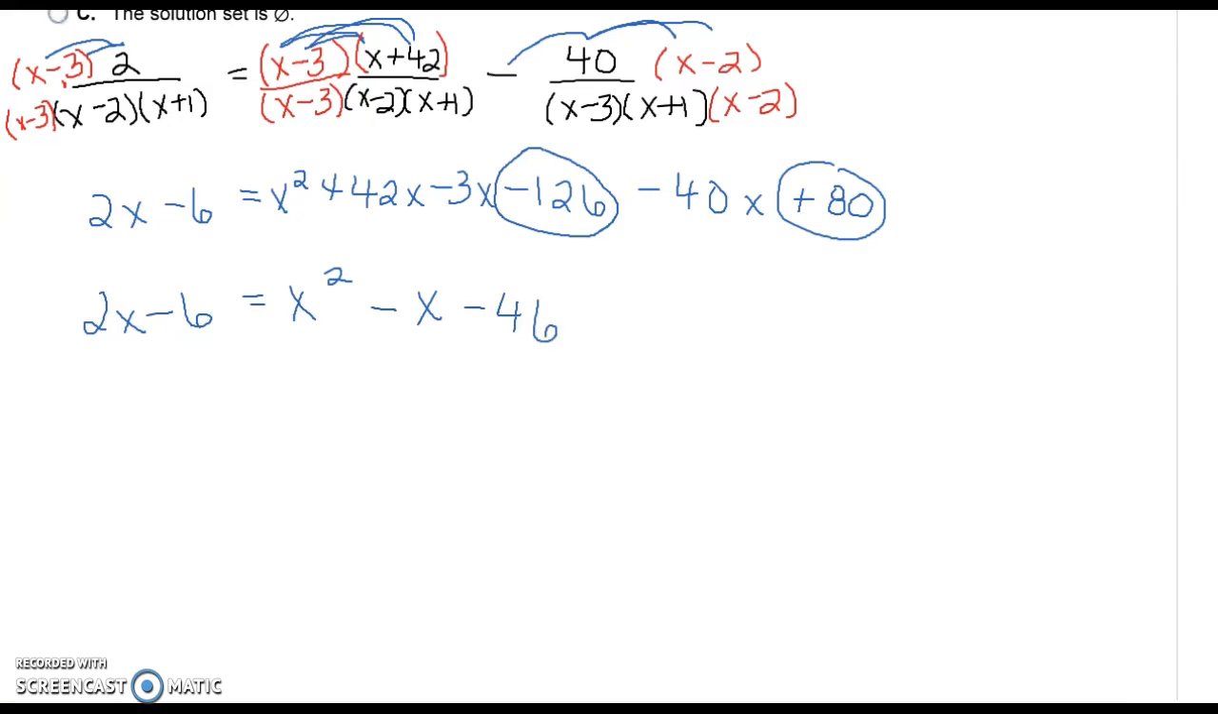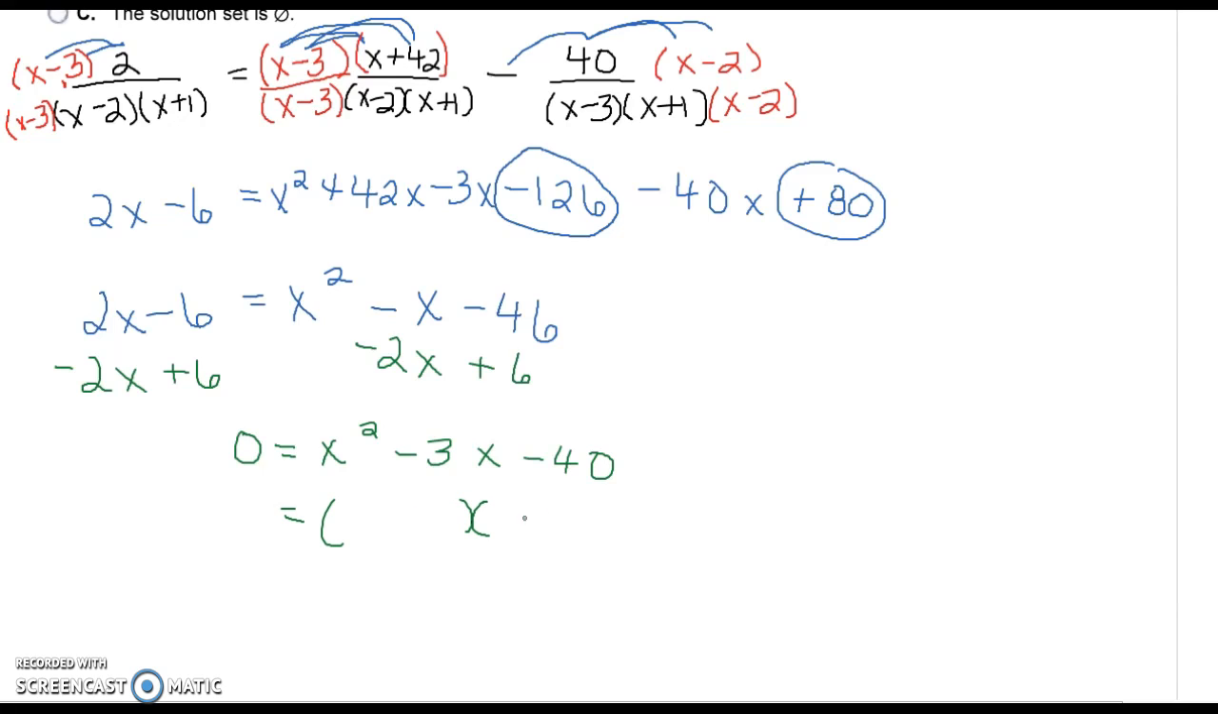Then we need to move everything to one side because we have a quadratic, so I'm going to move that 2x over here, and I'm going to add that 6 over here. So we have 0 equals x squared minus 3x minus 40. Now my job is to factor that. Hopefully it factors. Yeah, it should. So that should be x minus 8 and x plus 5. That means x equals 8, or x equals -5, and I do not think either of those are the restrictions.